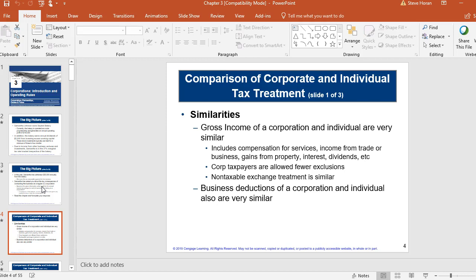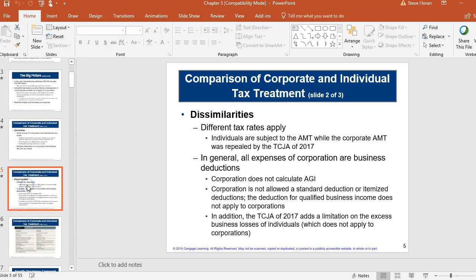So the first part of the chapter really goes over similarities and differences between corporate tax and individual tax. And I know a lot of you just completed the individual tax class, so hopefully you'll be able to have a good basis to compare and contrast these. Similarities: gross income of a corporation and of individuals are very similar. The types of things that are taxable revenue are very, very similar between the two. And deductions are also very similar, of course, with a few minor differences.